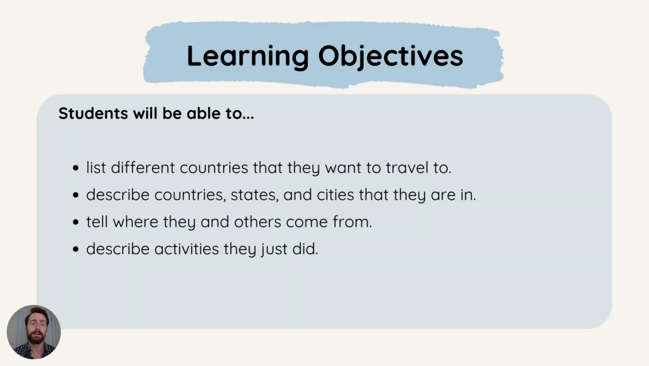So to start off, we've got some learning objectives. By the end of today's lesson, students will be able to list different countries that they want to travel to, describe countries, states, and cities that they are in, tell where they and others come from, and describe activities that they just did. Okay, so without any further ado, let's go ahead and get started.